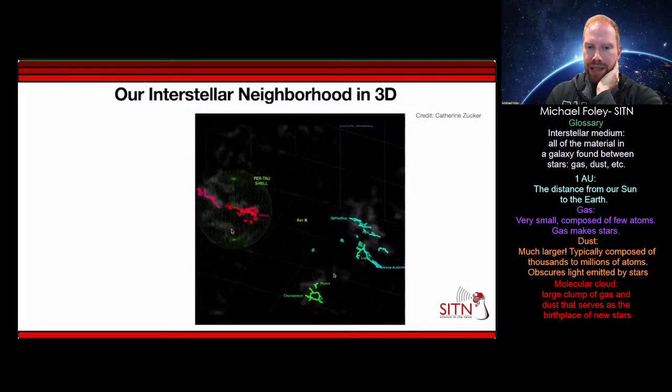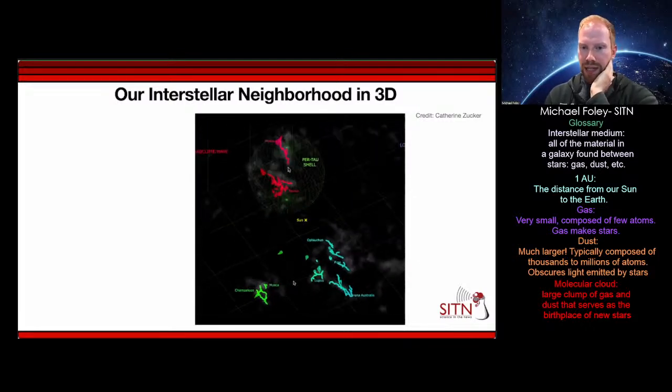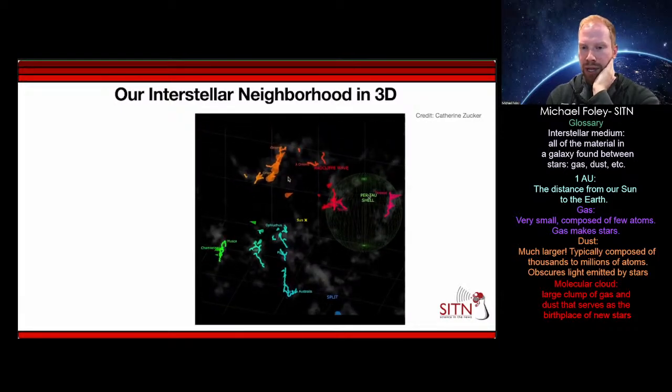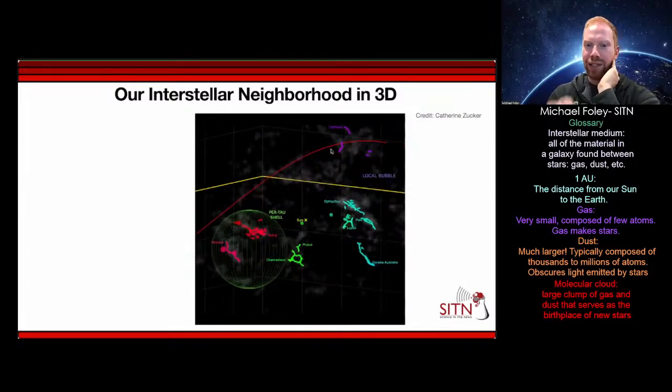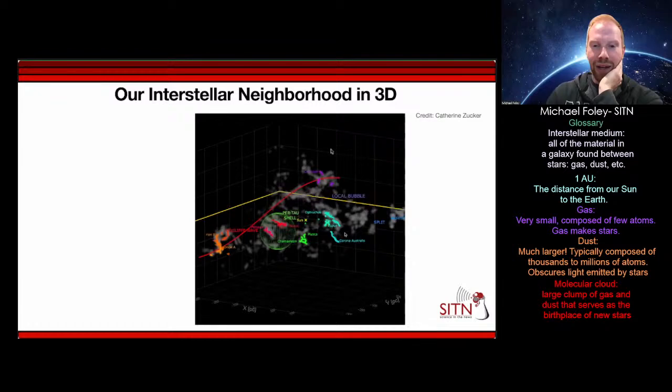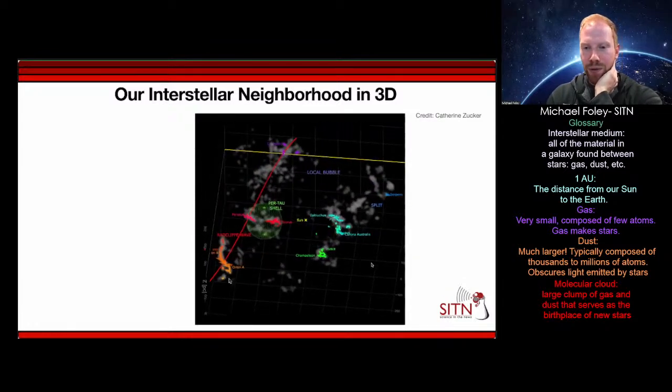And there you can see the shell that forms between Perseus and Taurus in 3D. So we think that that was created by a supernova. There's the Radcliffe Wave in red. It goes sort of through that long straight line of dust over there.